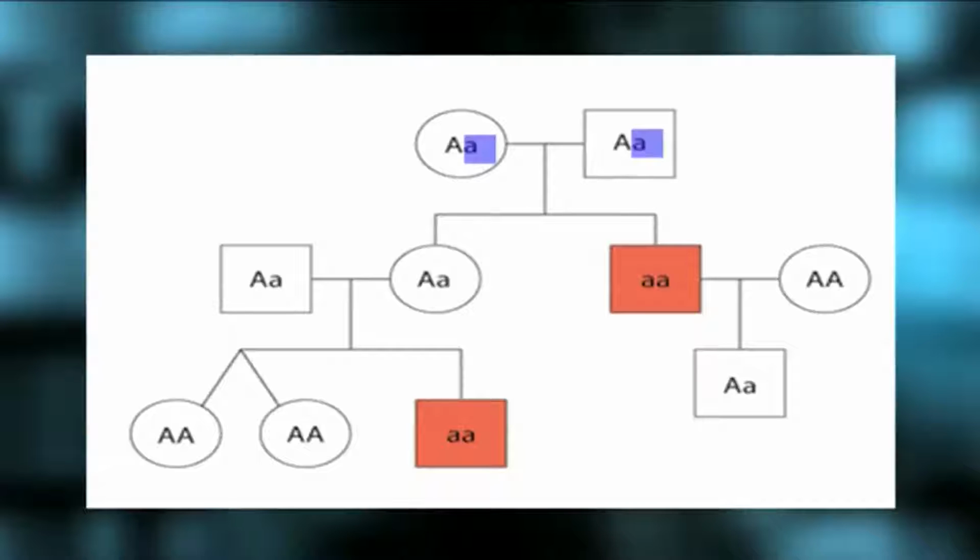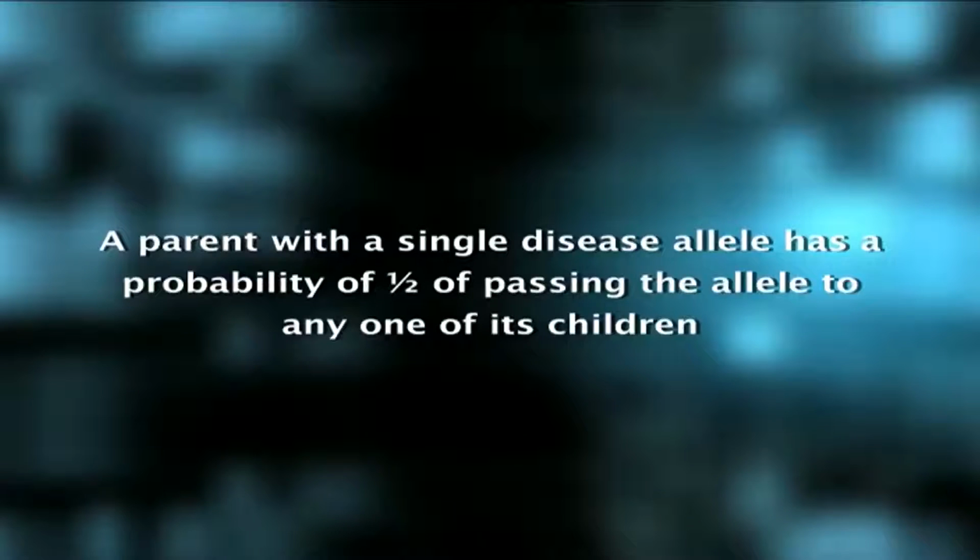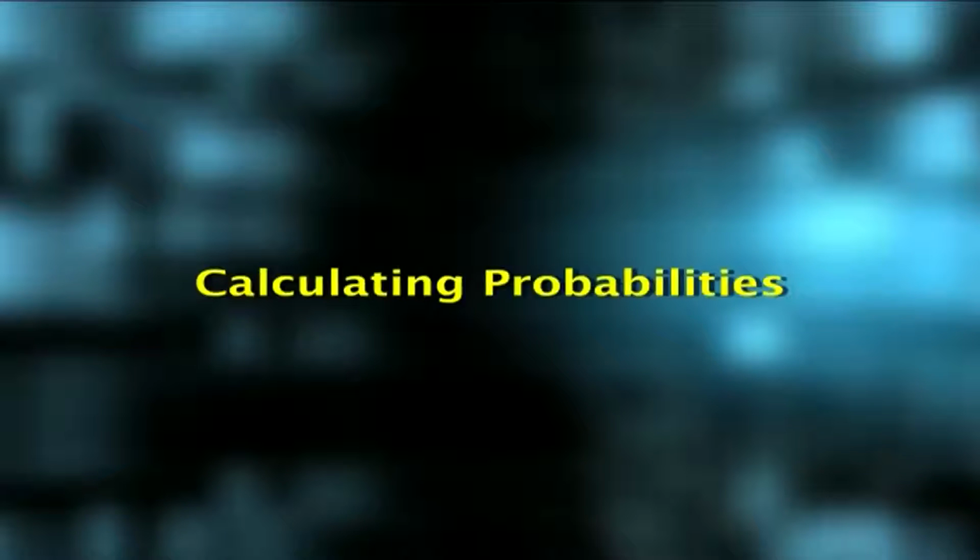An affected child must inherit one disease allele from its mother and one from its father. A parent with a single disease allele has a probability of half of passing the allele to any one of its children. Dear friends, now let us see how to calculate probabilities for these autosomal recessive traits.